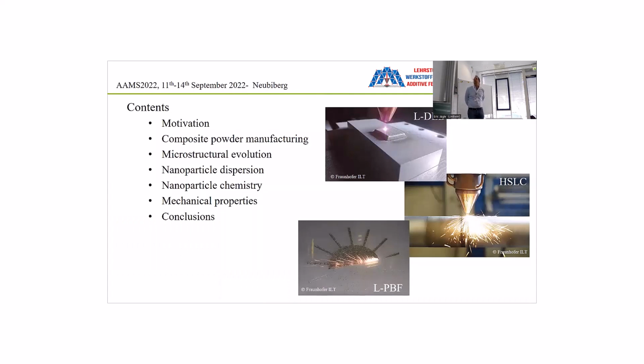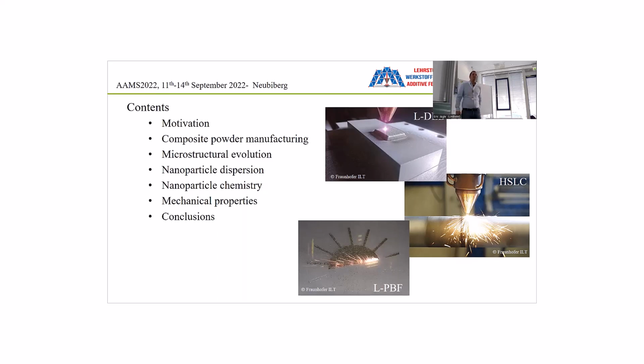So a short outline of my talk. We will have a short motivation. So why do we deal with this kind of material? Why should we consider additive manufacturing with this kind of material class? We will have a look also at the powder manufacturing, because for a composite material, you typically need to do some work before you can go printing.